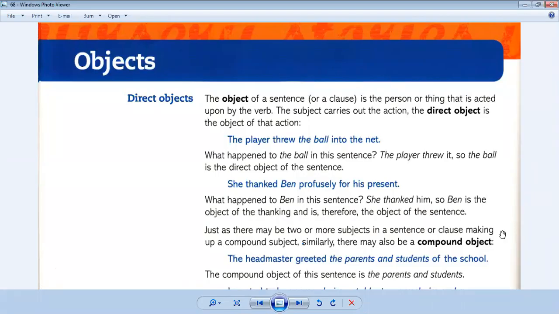So guys, today we're talking about direct and indirect objects. And this is our grammar English session for this week.